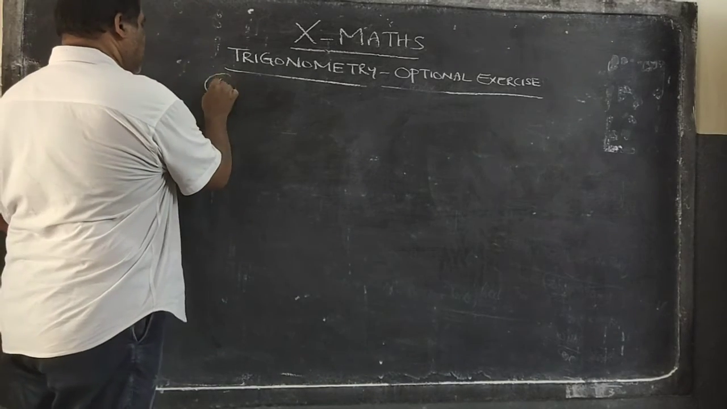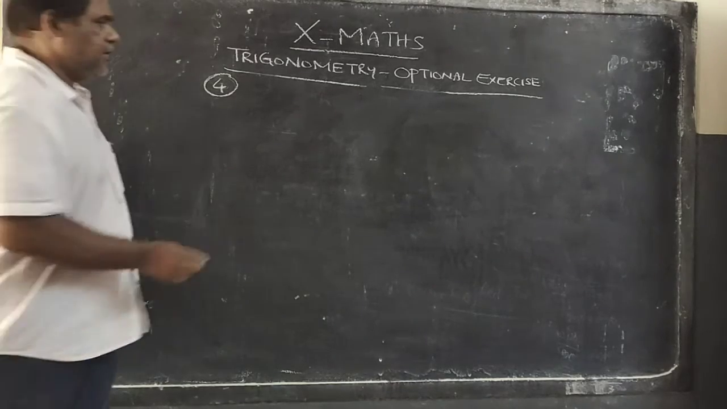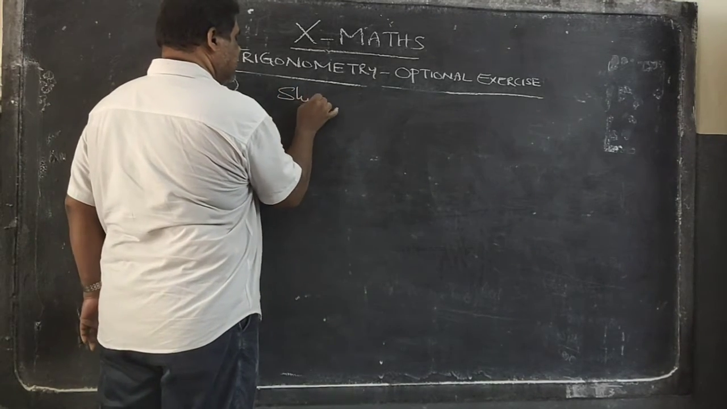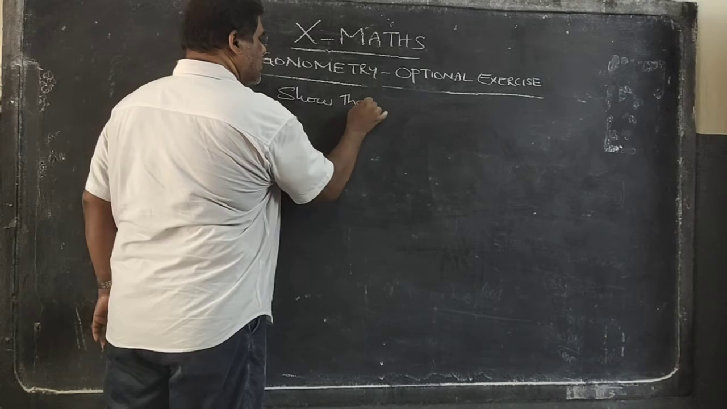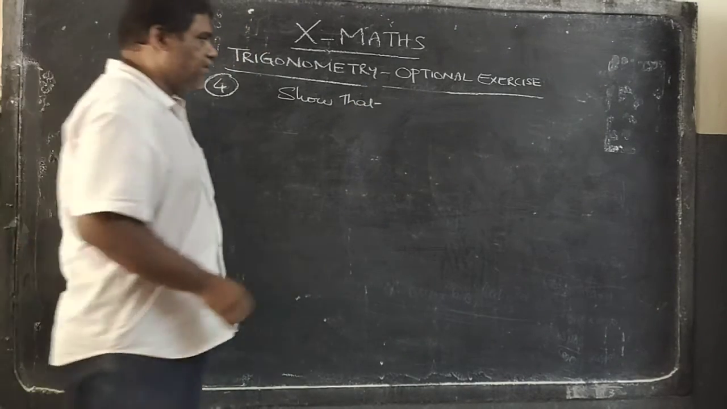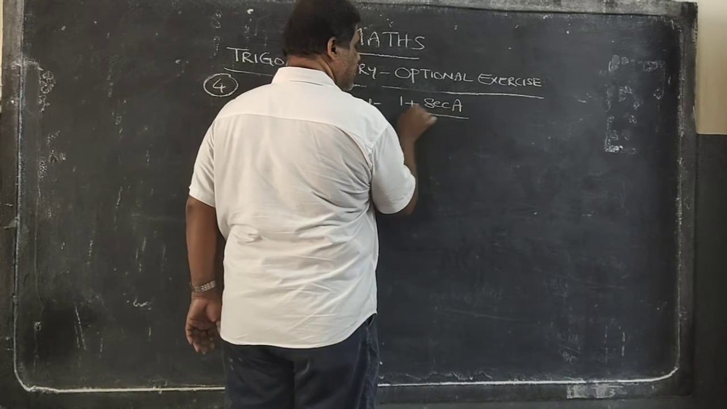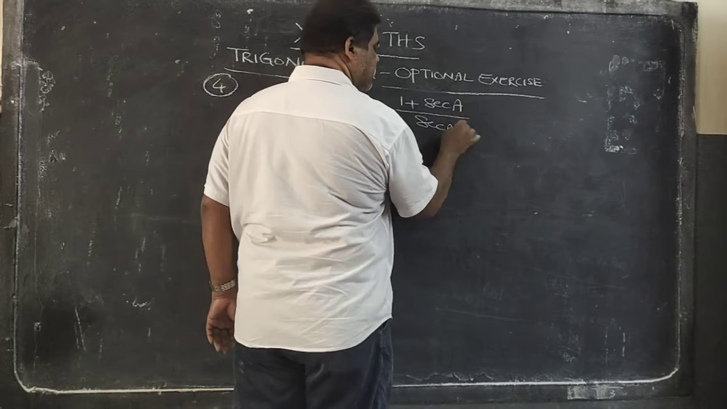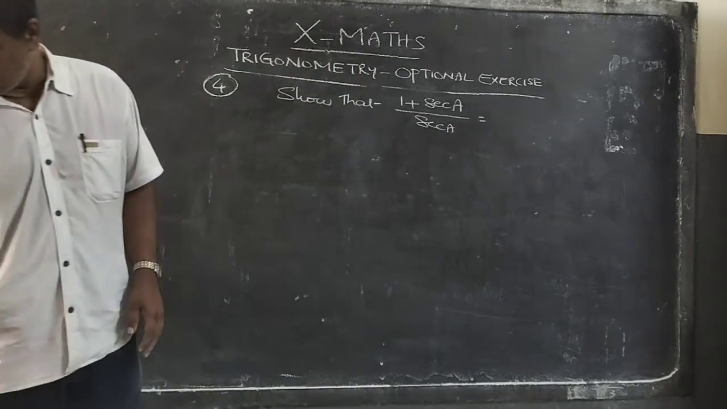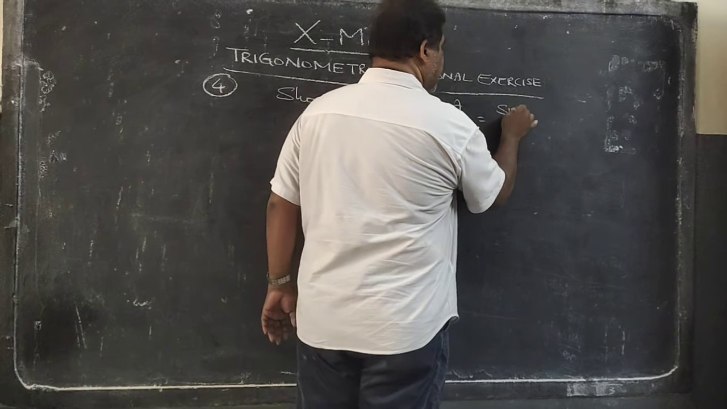Right, question number 4. Show that (1 + sec A) / sec A is equal to sin² A / (1 − cos A).